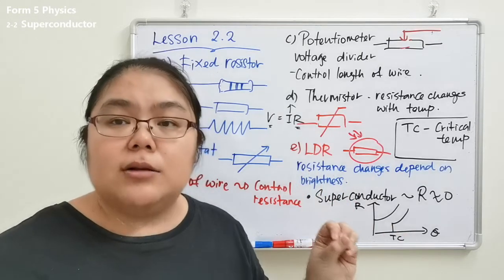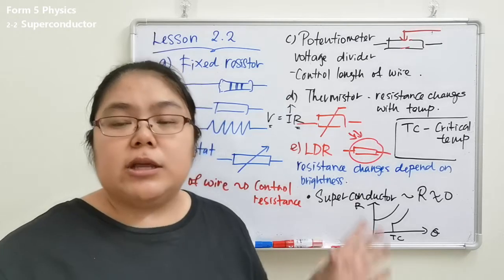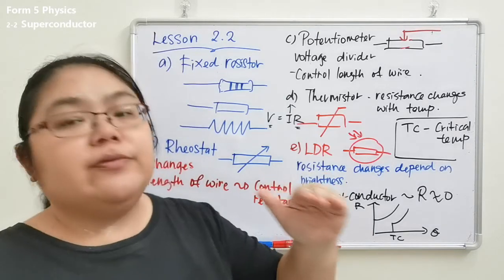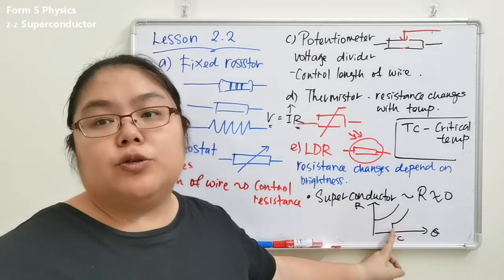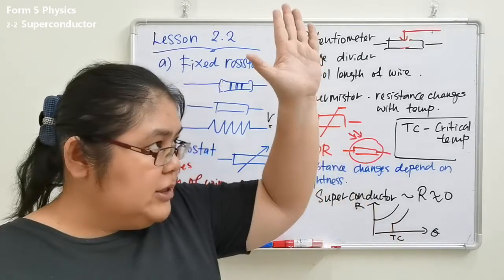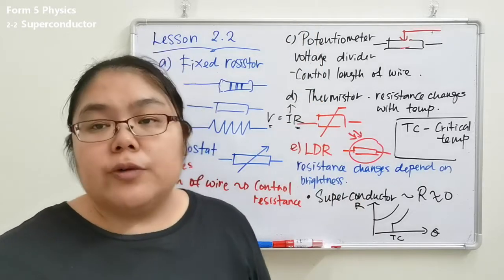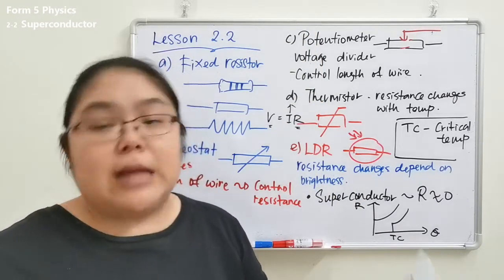For example, there is the critical angle. Before that we learned, what situation do we call the critical angle? When they achieve 90 degrees. So what situation will become the critical temperature? When the superconductor achieves, until the resistance becomes zero. So we call this the critical temperature.